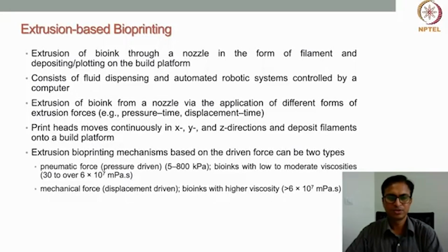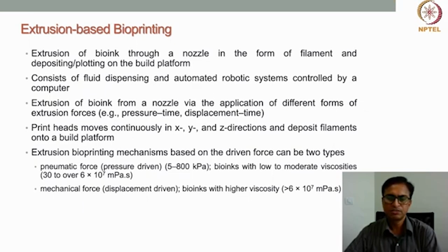Hello students, welcome to the organ printing course. In the earlier lectures we have discussed 3D bioprinting. What is 3D bioprinting? What are the different types of techniques available within bioprinting? And we have also discussed the first technology, that is inkjet printing technology. In this lecture we'll discuss the second type of bioprinting technology, that is extrusion based bioprinting.